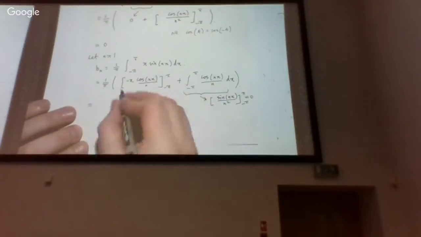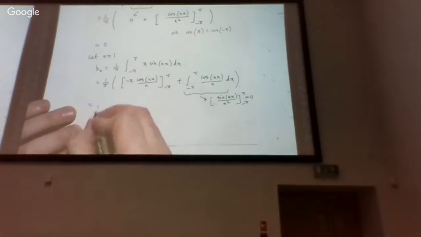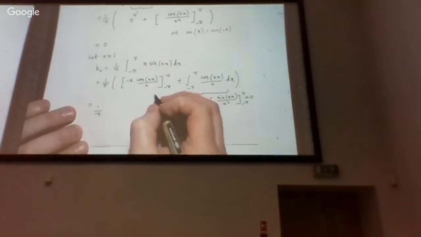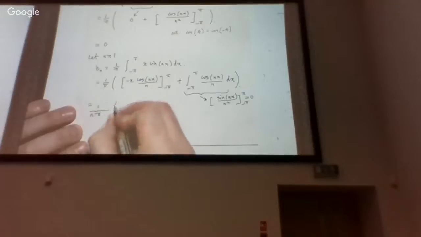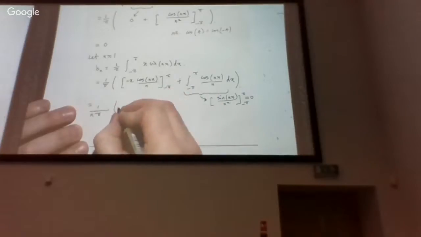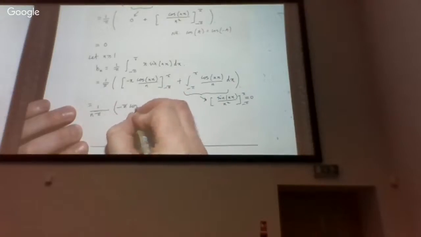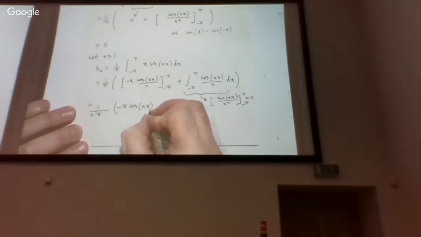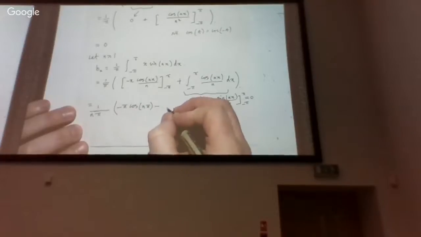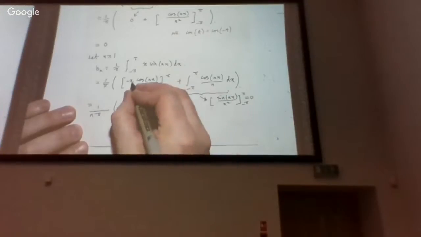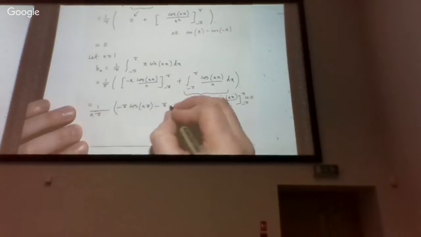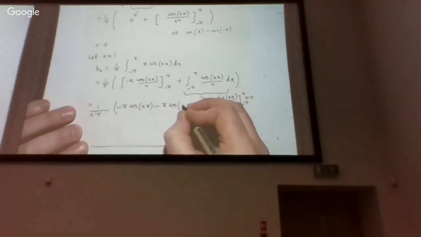So something non-zero comes from this evaluation here. Indeed it does. You've got 1 over pi. Let's bring the n out to the front, just not to be confusing things in there. Very carefully here, you've got minus pi times the cosine of n pi, minus, now you're putting in minus pi for x. You put in minus pi for x here, it becomes plus pi. And then you've got cosine at minus n pi.